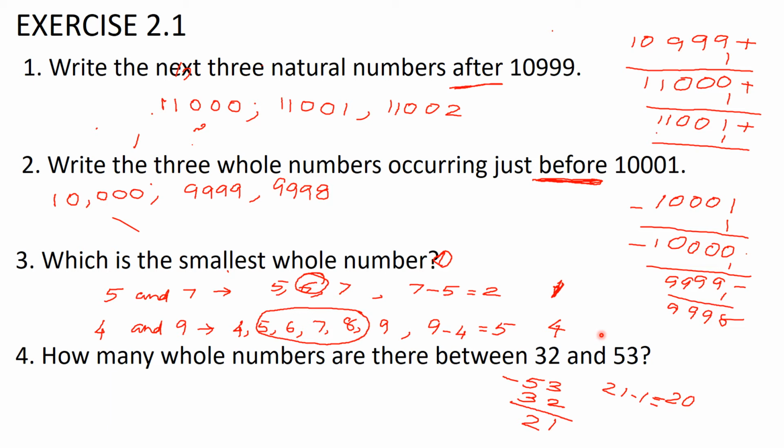Clear? Yes. Now, same way, if we want 32 and 53, we do 53 minus 32. 53 minus 32, we get the answer as 21. Difference is 21. Then how many whole numbers will be there in between? 21, we have to minus 1. Whatever answer we get by subtracting, from that we have to minus 1. 2 minus 1, 1. 5 minus 1, 4. 21 minus 1, 20. Understood? So this is how we do.